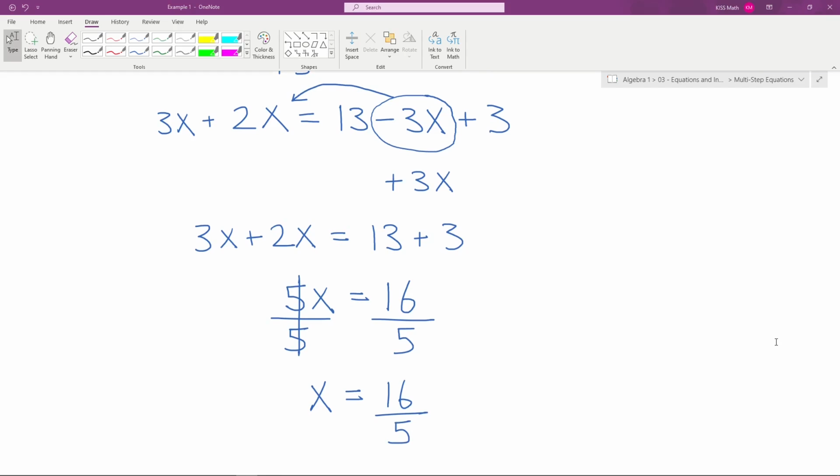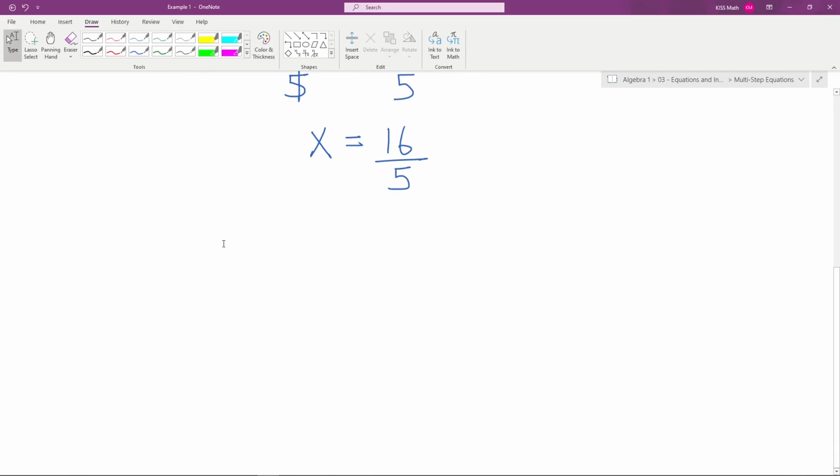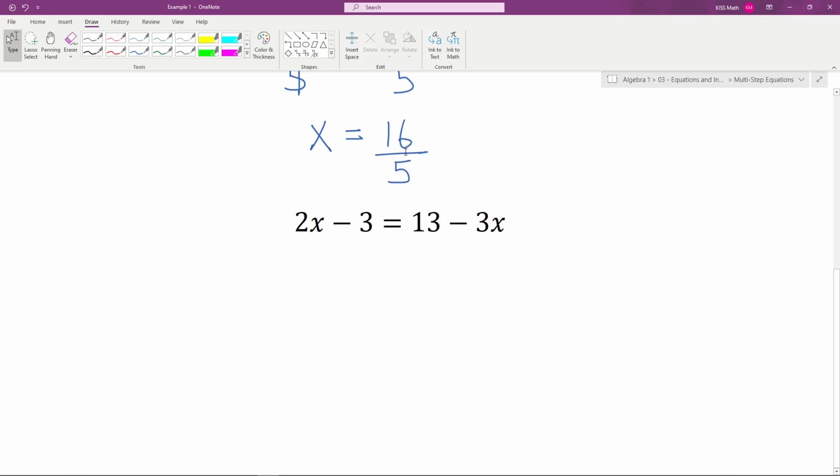Okay, so we got our answer, but now let's check this answer to make sure that we didn't screw up anywhere. And the way to do that is we take our original equation, which is this guy here, and every time we see an x, we're going to plug in the 16 over 5, and we should get the same number on the left and right side. So let's do that.